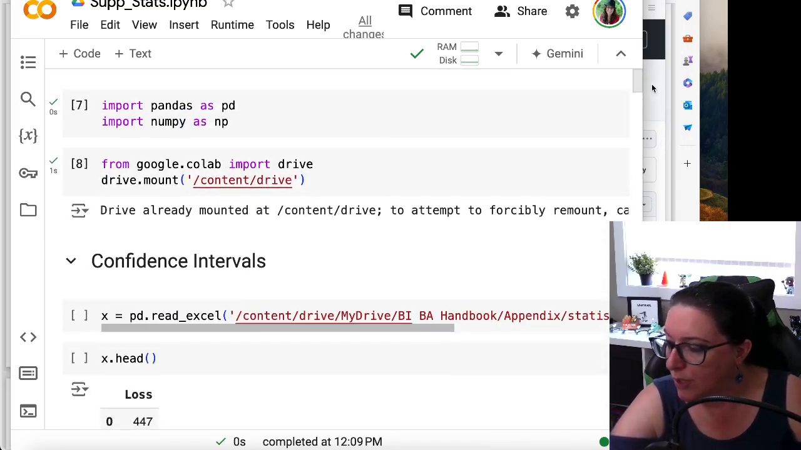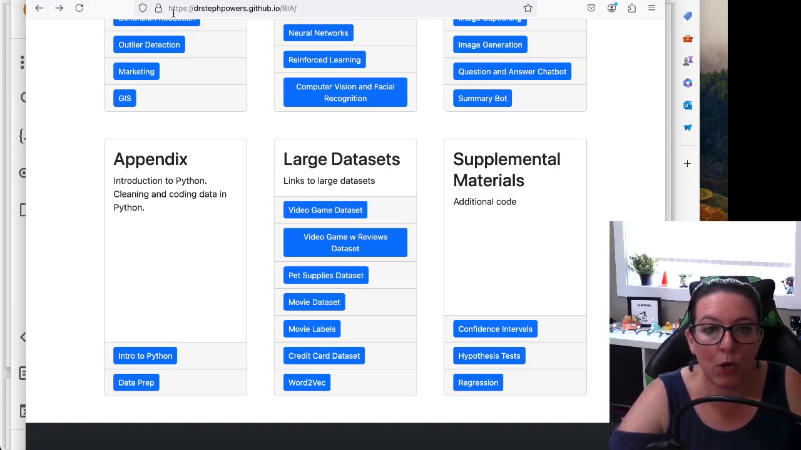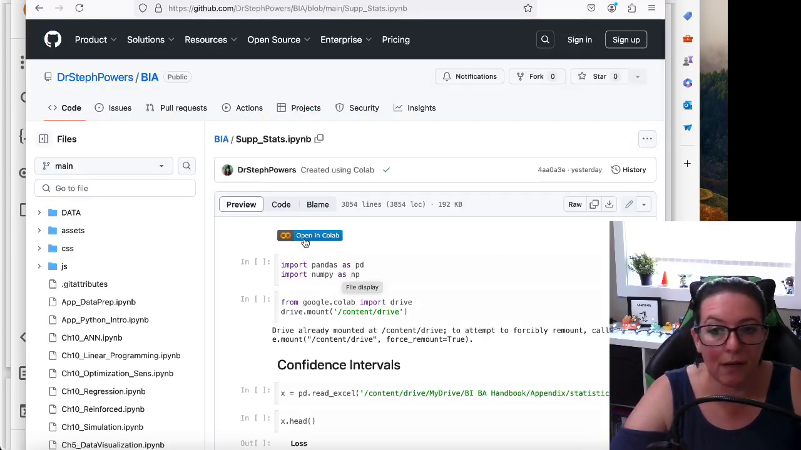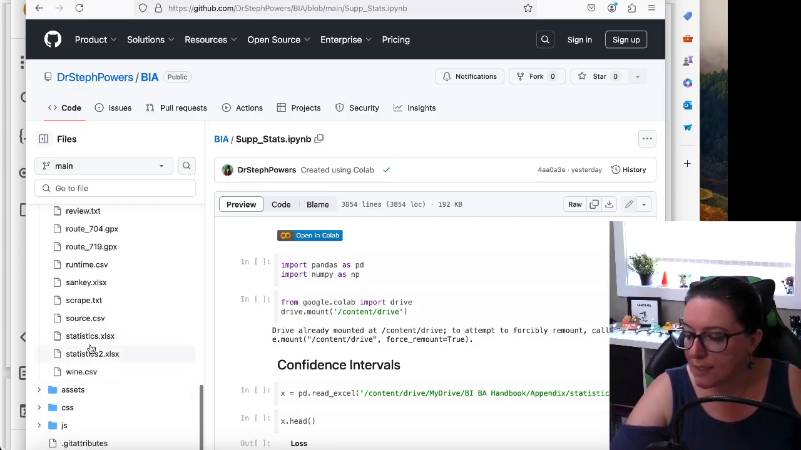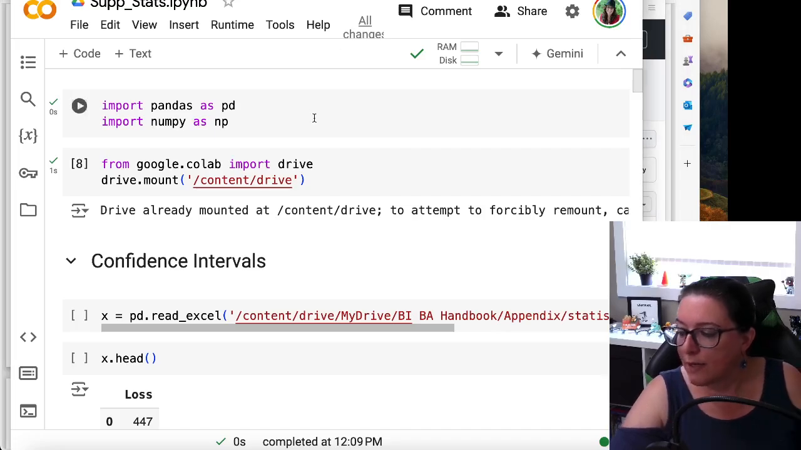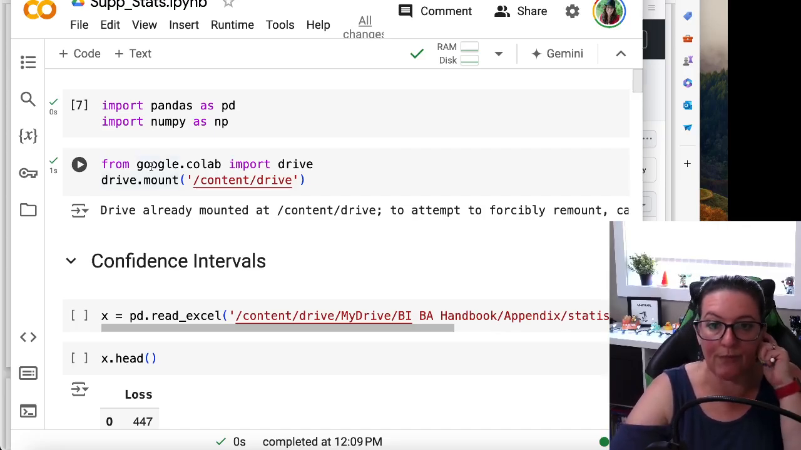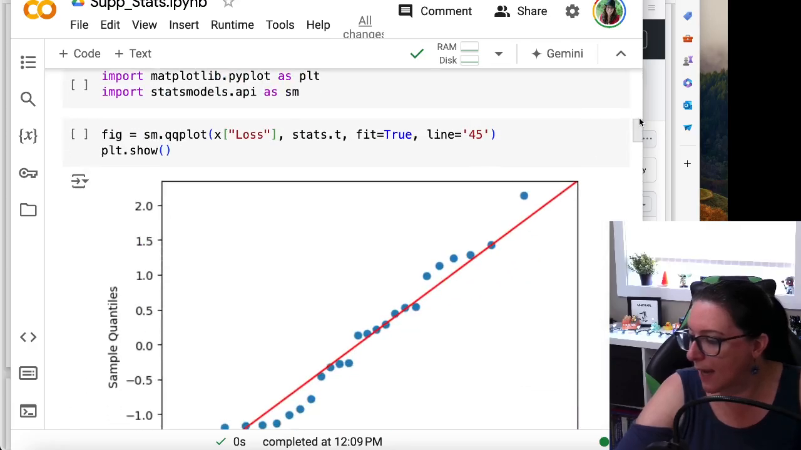Just a reminder, and you'll hear this 20 million times, you can find this workbook at drstephpowers.github.io/BIA under supplemental materials, hypothesis testing. You then click open in Colab, make sure you're logged in, save a copy, and make sure you have downloaded your statistics files and dropped them into your Google Drive. Once you are in your Python workbook, you will need to import pandas and numpy, so run that, and then link it to your Google Drive so that you can have access to the files. For this particular test, we don't actually need to import a data set. We're simply going to type the information in.